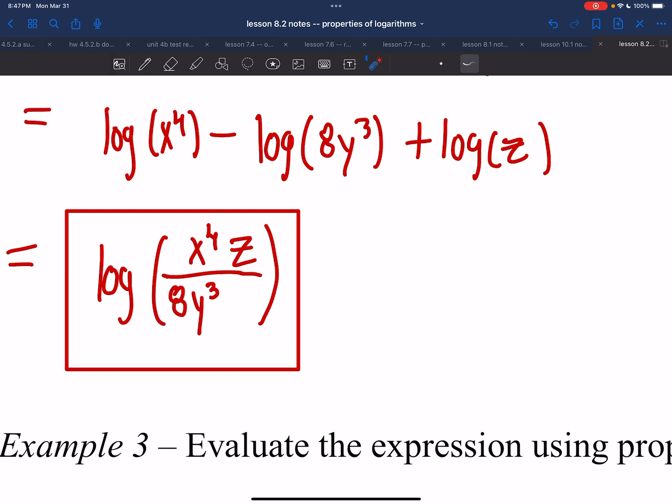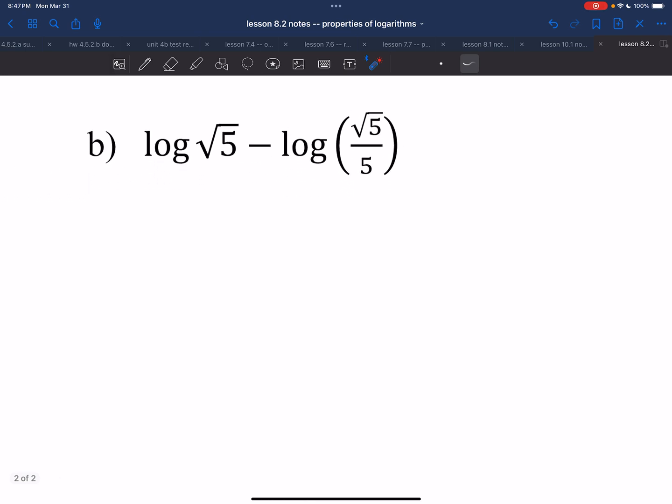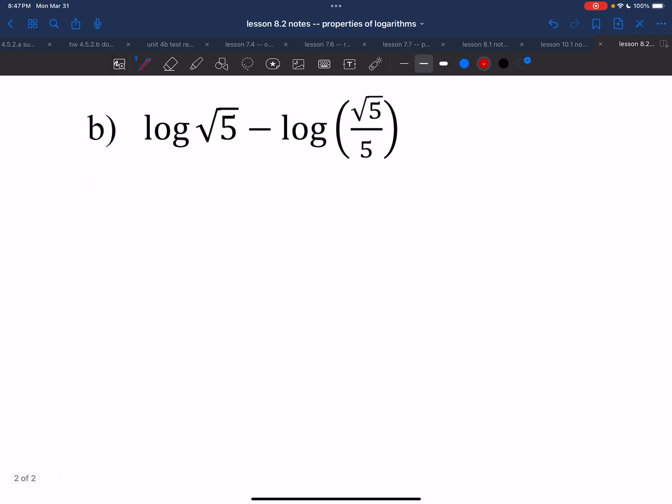Yeah, expansion is the reverse. It's basically making the thing inside as simple as possible and separated. Okay, here's example B. This is just kind of the same situation. We're going to condense this.